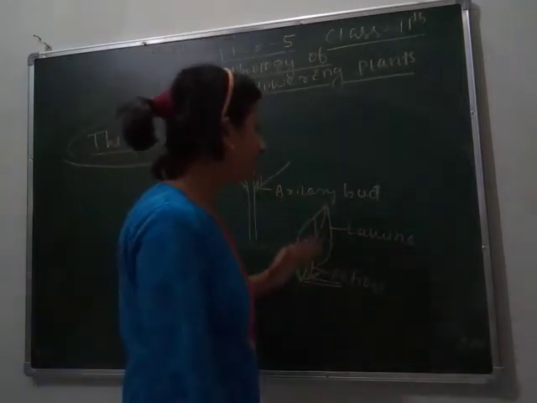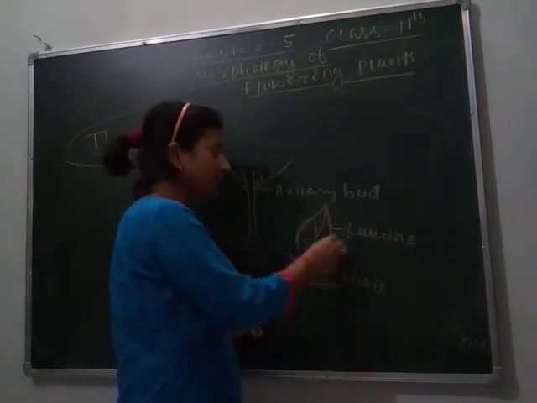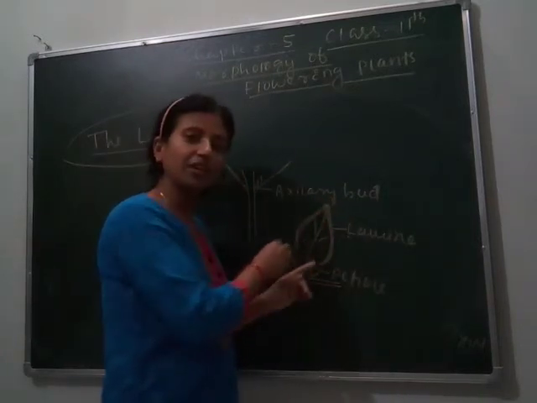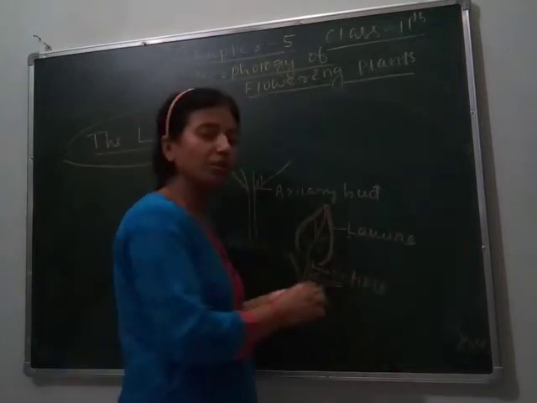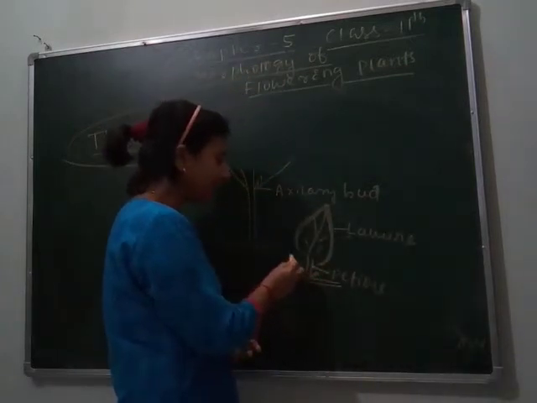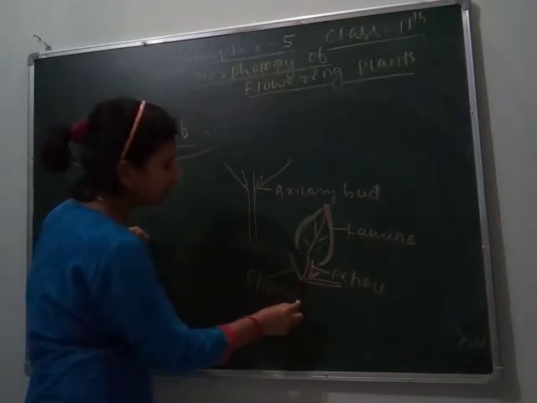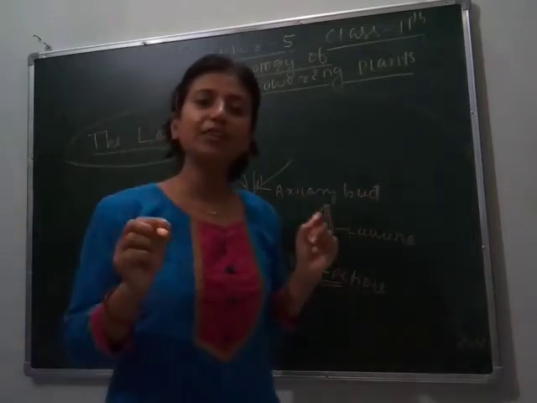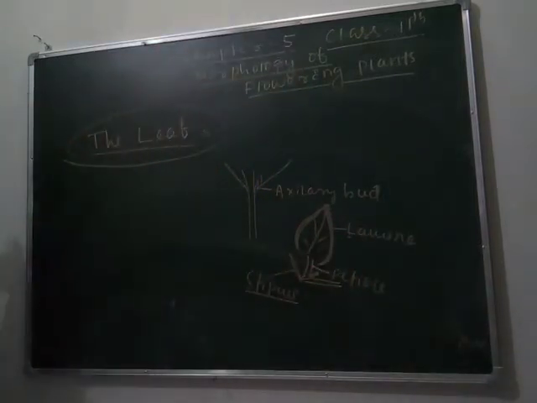So here is the leaf. The leaf lamina means the outer layer of the leaf. You already studied this in class 10th. This is the petiole, the part which holds the leaf. This is the axillary bud and this is the stipule. What is a stipule? A stipule is a small reduced leaf-like structure that arises from the base of the leaf. Okay students, is that clear?